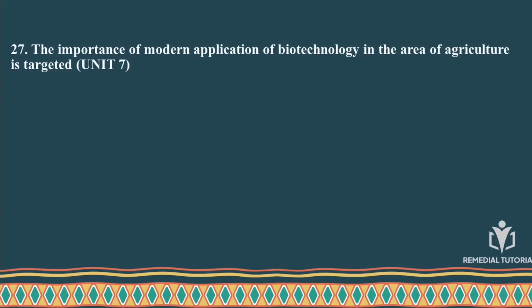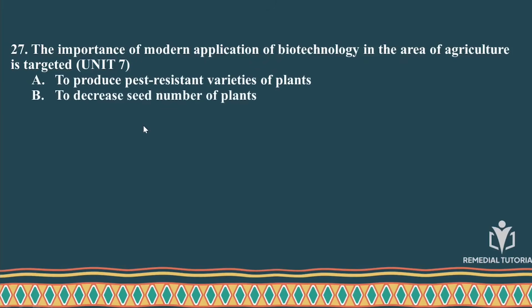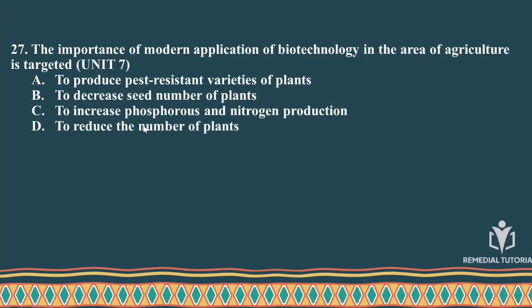Next question. The importance of modern application of biotechnology in the area of agriculture is targeted. Modern application of biotechnology is to produce pest-resistant varieties of plants, to decrease seed number of plants, to increase phosphorus and nitrogen production, or to reduce the number of plants. If we apply modern biotechnology in agriculture, what's its importance? It produces pest-resistant varieties of plants for us.